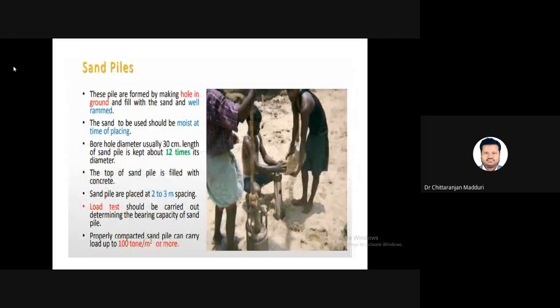Sand piles. So these piles are formed by making a hole in the ground and filling it with sand and well ramming. The sand to be used should be moist at the time of placing. The borehole diameter is usually 30 centimeters. Length of the sand pile is kept about 12 times its diameter. The top of the sand pile is filled with concrete. Sand piles are placed at 2 to 3 meters spacing. A load test should be carried out to determine the bearing capacity of the sand pile. So a properly compacted sand pile can carry load up to 100 tons per meter square or more.